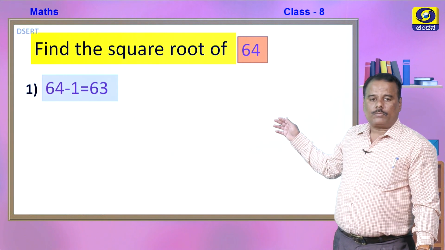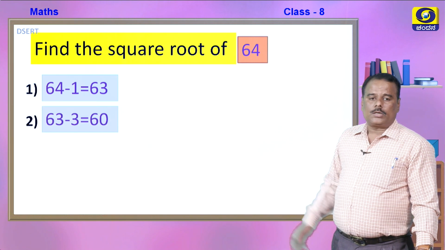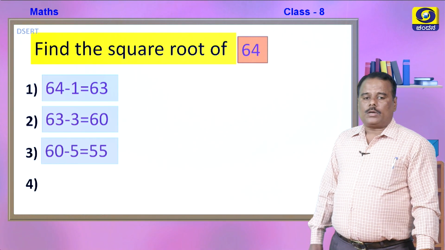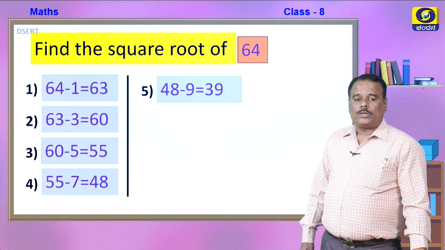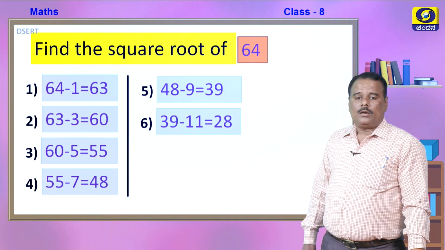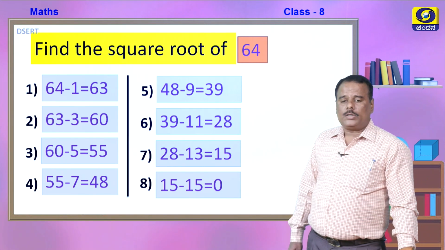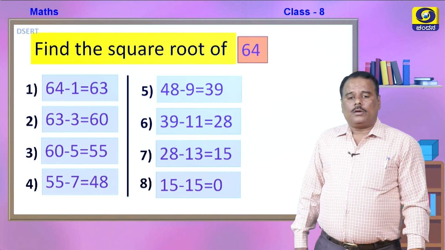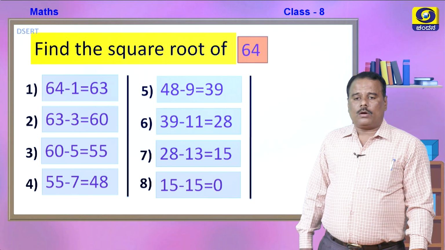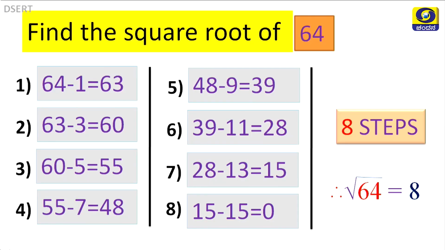As we did in the case of 36, from 64, first we will subtract 1 to get 63, then subtract 3 to get 60, subtract 5 to get 55, 7 to get 48, 9 to get 39, 11 to get 28, 13 to get 15, and 15 to get 0. So, here we got 0 in the 8th step. Therefore, we can say that the square root of 64 is 8.